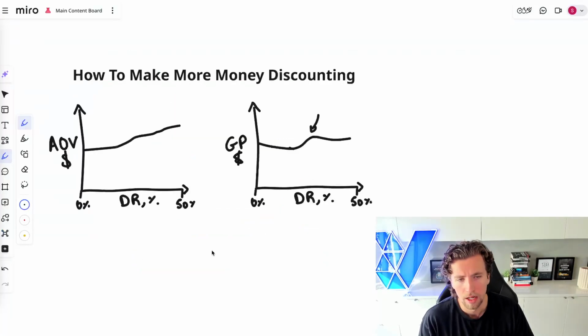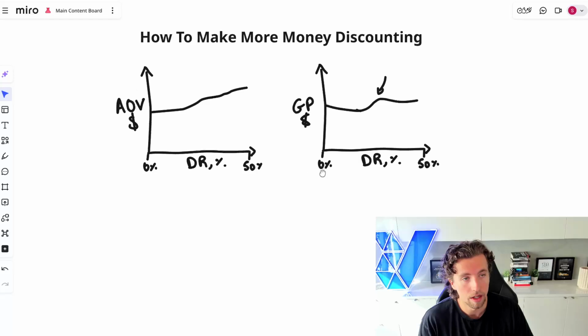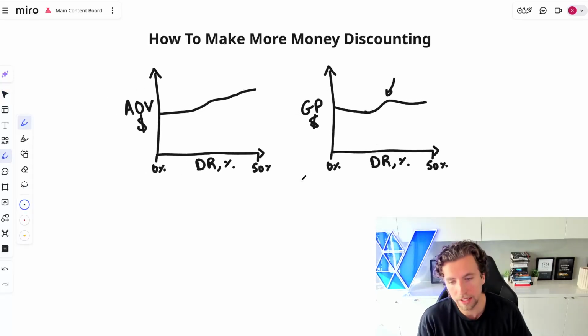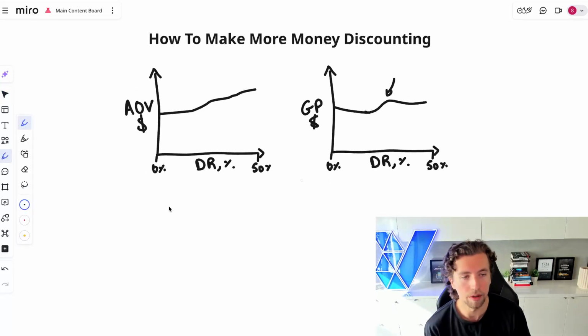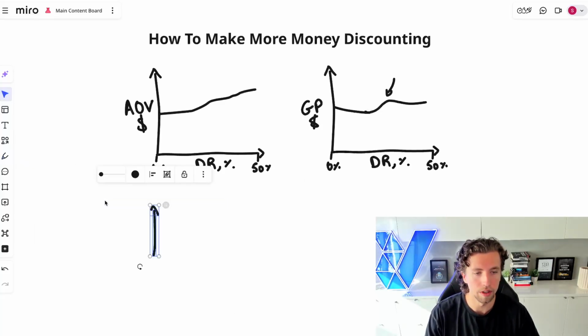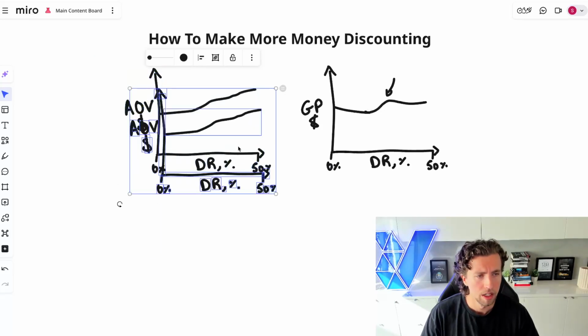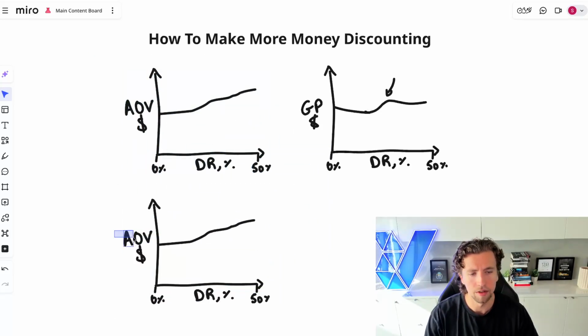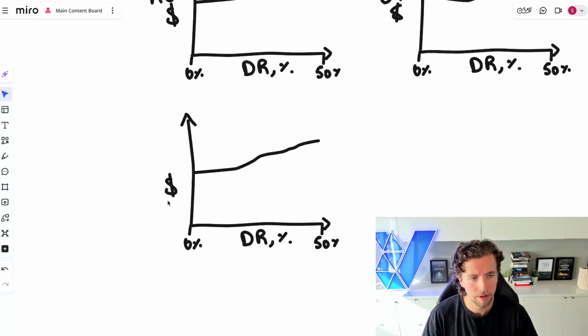And so then where this becomes even more interesting, and ultimately at the end of this, you should have a bit of an idea how to apply this to your brand and then actually make more money during these periods, is that, and let's just do a clone, we can then go and look at contribution margin.